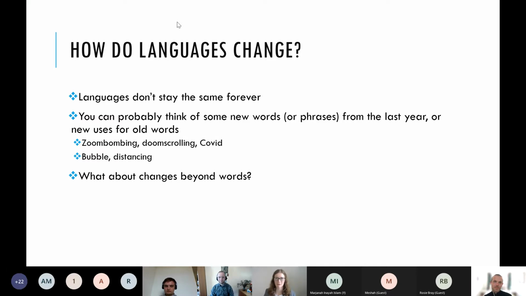And maybe you've come across in previous years the Oxford Dictionary's word of the year. I think a couple of years ago they chose an emoji, which was quite controversial. But we're all familiar with changes in word use. But what about changes beyond words?